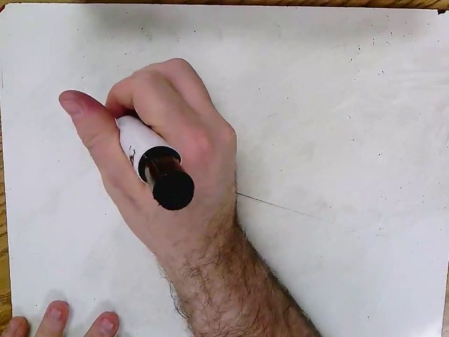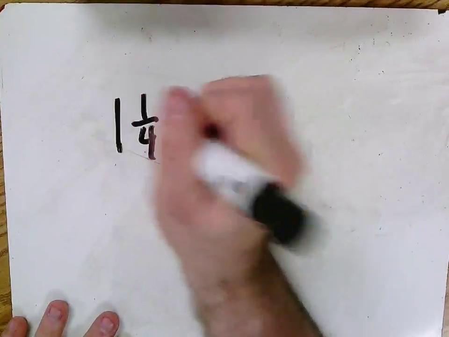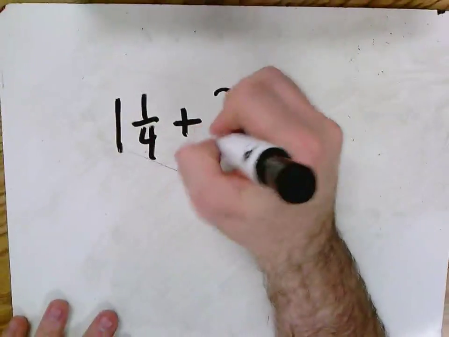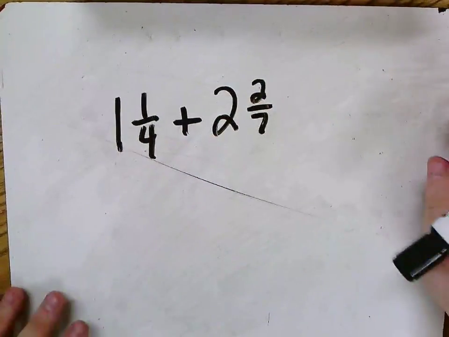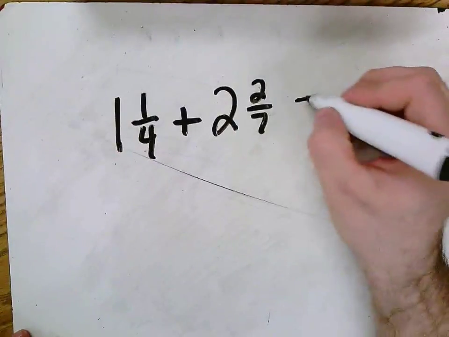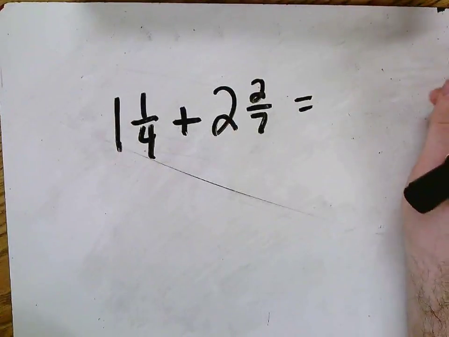Alright, in this video we are going to be adding mixed numbers that have unlike denominators in their fraction parts. So the first example we are going to do is 1 1/4 plus 2 2/7. This first example I created just so you could see one that does not need regrouped at the end.